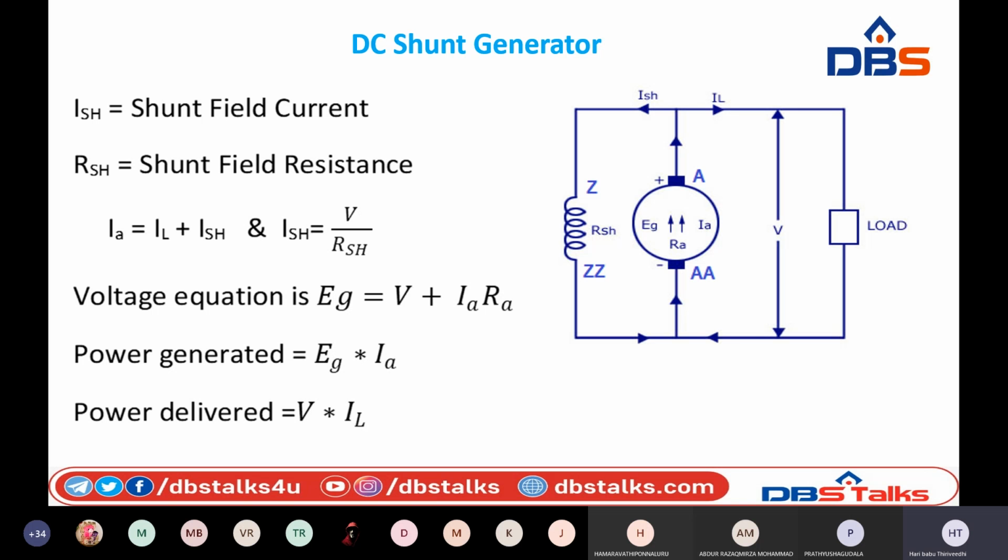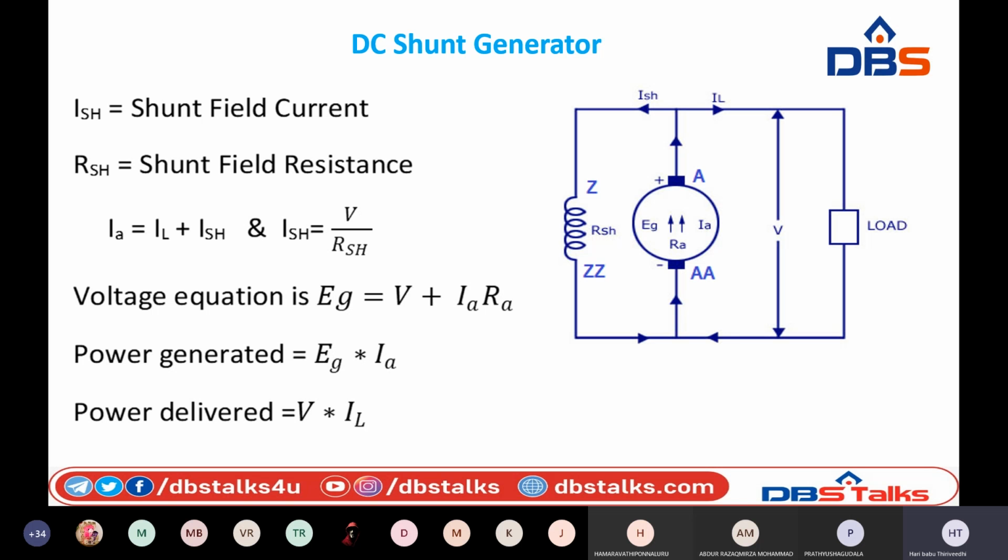Whereas resistance is high means what about current? Current is low. ISH value is low, RSH value is high. So shunt winding has many turns of thin wire having high resistance. Therefore only a part of armature current will flow through the shunt field winding. Remaining current will flow through the load circuit, right? So this is the voltage equations of a DC shunt generator.